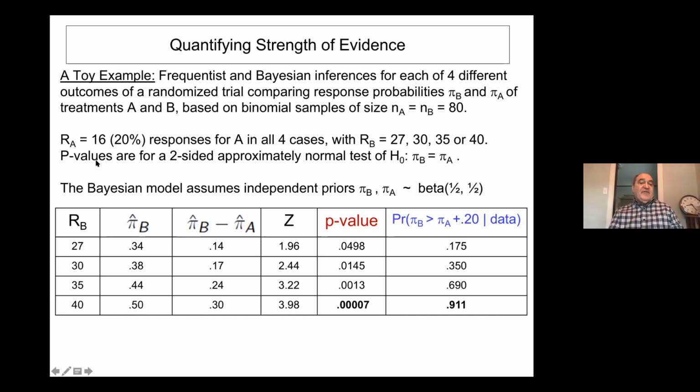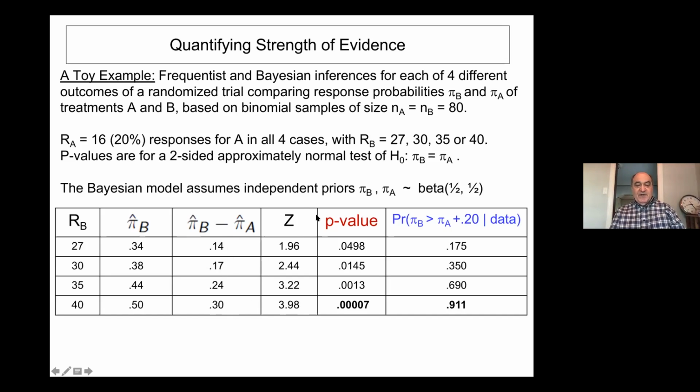And I'm going to do the frequentist thing, which everybody does, of computing p-values for a 2-sided test of the null hypothesis that the response rates are equal to each other. Okay, so let's see what happens when we turn the crank. So I've got a row for each of the samples, number of responses for B. And here's the empirical estimator of the response rate with B. It goes from 0.34 to 0.50. And here's the difference. Now the pi hat for A is 0.2 all the way through. So all I'm doing is subtracting 0.2 to get to this 3rd column.